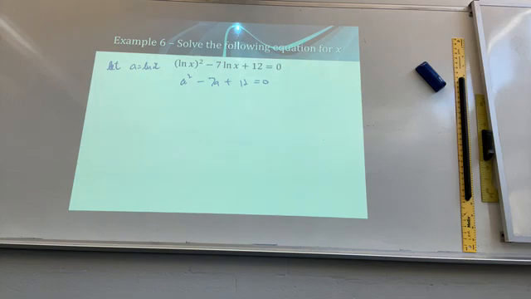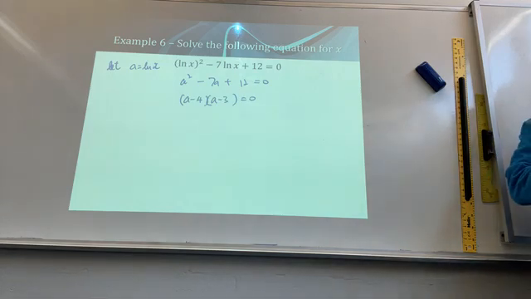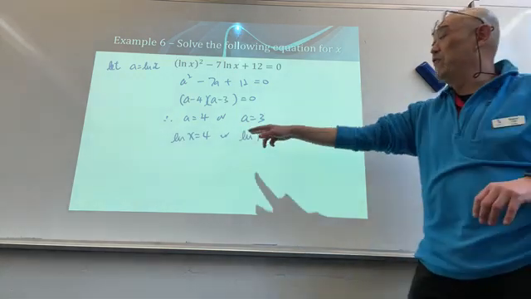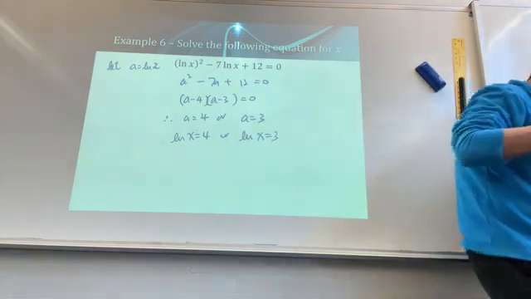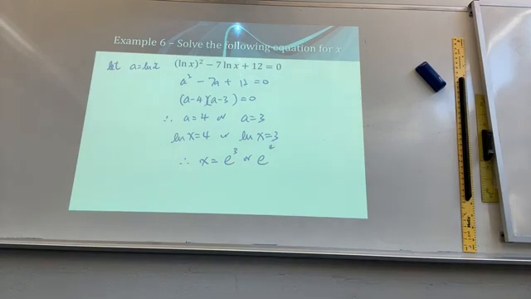Alright, if you've done this correctly, you should factorize it as (a minus 4)(a minus 3) equals 0. Therefore, a equals 4 or a equals 3. And you don't choose. ln x equals 4 or ln x equals 3. And what you get is x equals e to the power of 3 or e to the power of 4. Alright, do you all agree with my answer? Yep. Thank you.